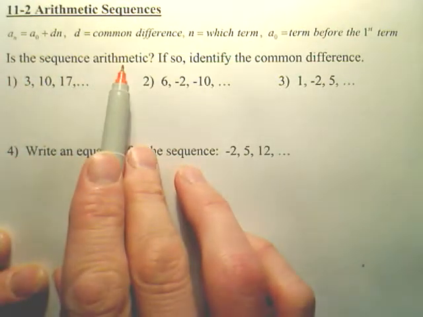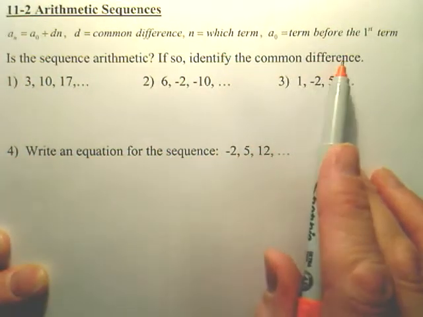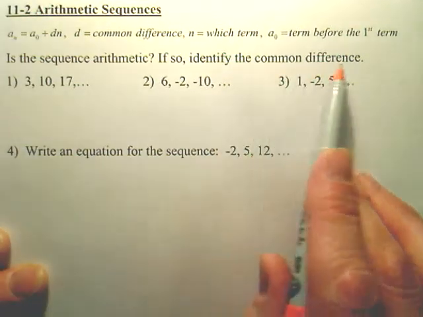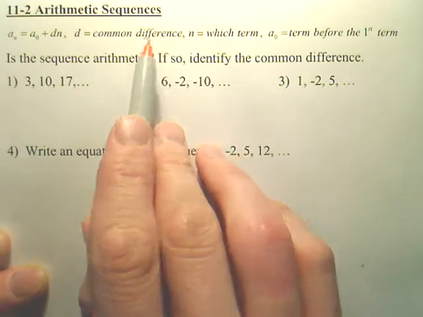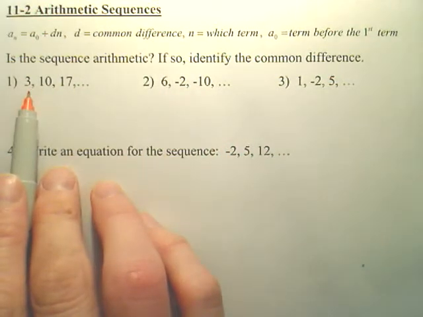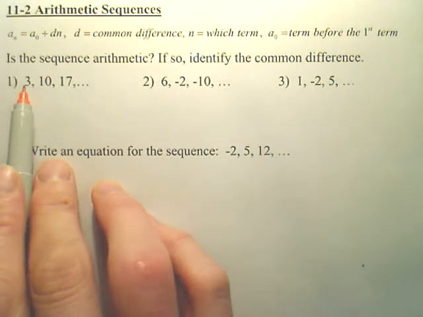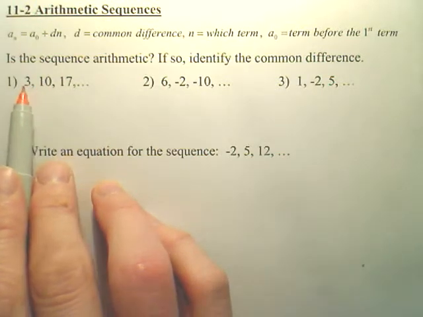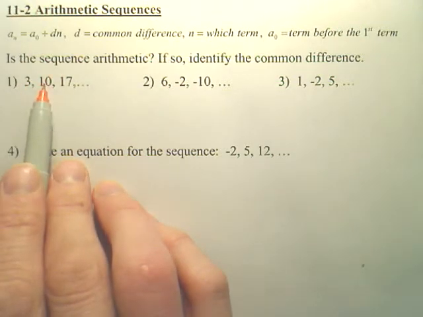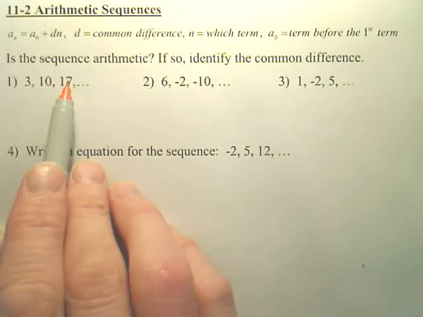Is the sequence arithmetic? If so, identify the common difference. Now, a common difference, we use the letter D for common difference. And the way we find a common difference is we're trying to see 3 plus what gives you 10? 7. And is that number, 3 plus 7 gives you 10? Did we add 7 to get from 10 to 17?